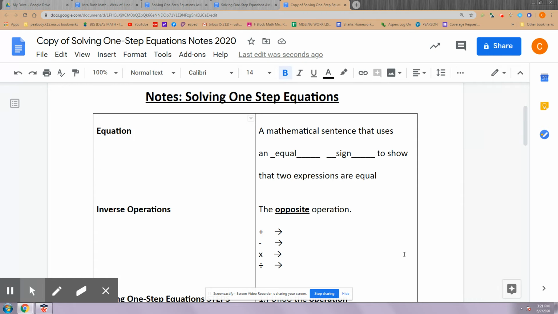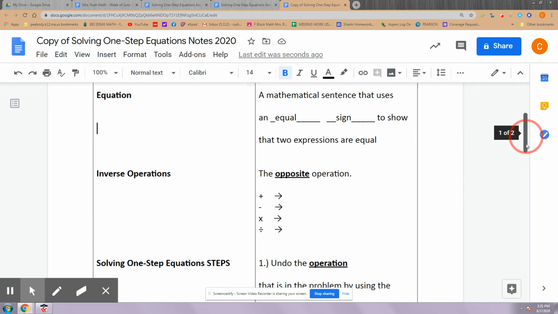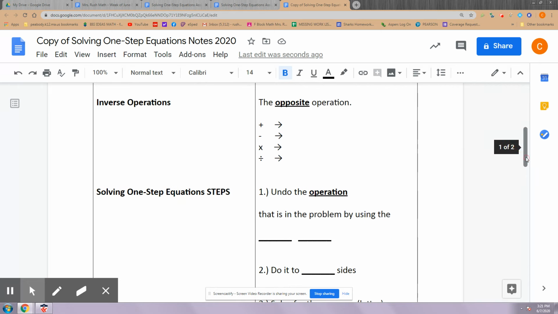Okay, great. So something else we need to know is that when we're solving one-step equations, we're going to be using something called inverse operations. An inverse operation is the opposite operation. So inverse just means we're looking for the opposite. Okay, so first, when they give you a plus sign, which means addition, what is the opposite of that? The opposite of adding is subtracting. When they give you a subtraction sign, the opposite is plus, addition.